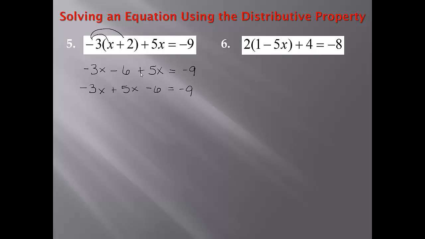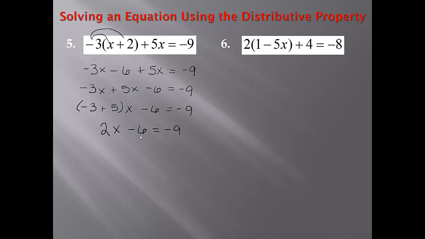Notice that the sign that was in front follows with the number. So we have a negative 6 or a minus 6, and that minus sign is still in front of our 6. And in front of 5x, I had plus, and that plus sign is still in front of 5x. Now I can combine my like terms, so I have negative 3 plus 5, and that's going to be then times x, minus 6 equals negative 9. Negative 3 plus 5 is 2, so I have 2x minus 6 equals negative 9.